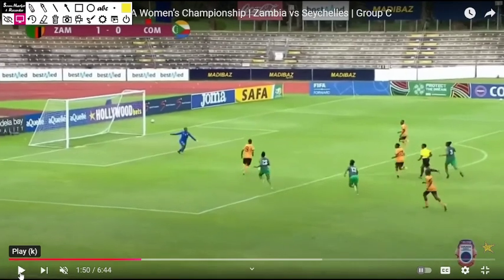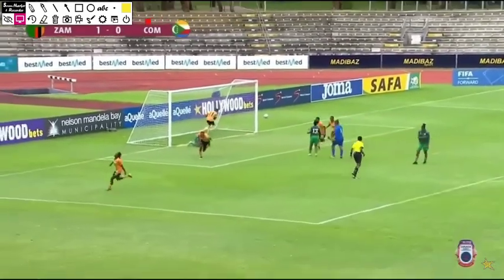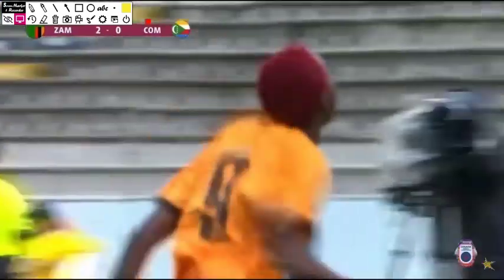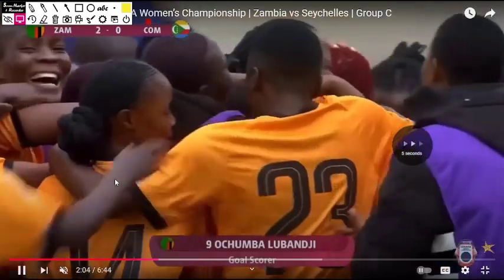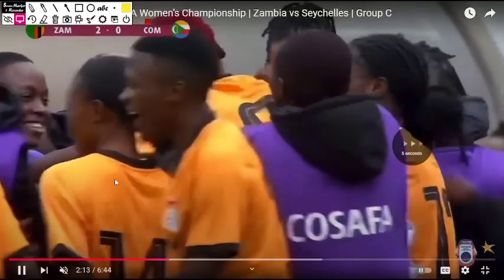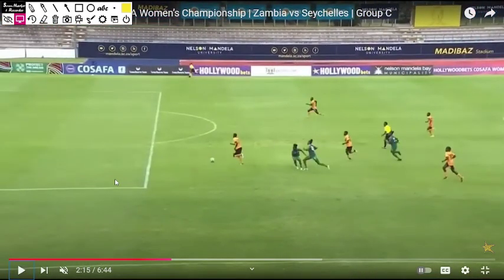Yeah, let me just trick the keeper. That's lovely feet. That is lovely, lovely feet. An amazing goal by the Zambian, Ichomba Lubundanji. Yep, that's her name. Look at that. That's a lovely, lovely bit of skill. But also the defender here.